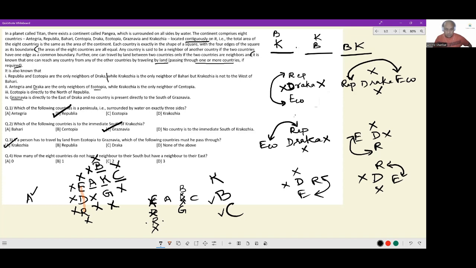A country that does not have a neighbor to the south, but does not have a neighbor to the east either, should not be counted. So the only country for which this description is valid, that does not have a neighbor to the south but has a neighbor to the east, is Antegeria. The answer will be option B1, and that is the entirety of this set.